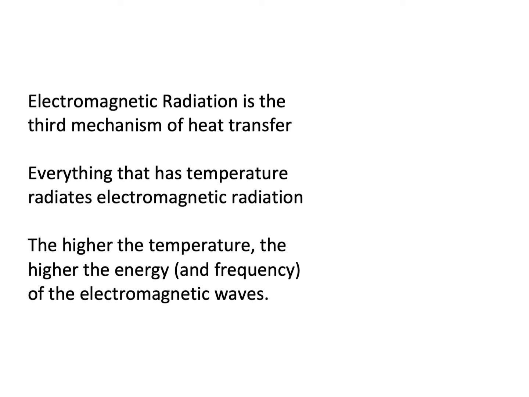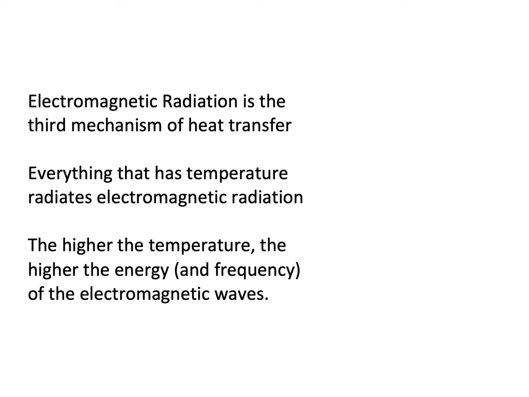The next topic that we want to look at is electromagnetic radiation. That is, of course, the third mechanism for heat transfer. Everything that has temperature, that includes the chair you're sitting in, you, the planet Earth, the moon, the sun, everything that has temperature is radiating electromagnetic radiation. Now the sun, it so happens, is at such a high temperature that it radiates a portion of the electromagnetic spectrum that we call visible light. That's why you can see the light coming off the sun.